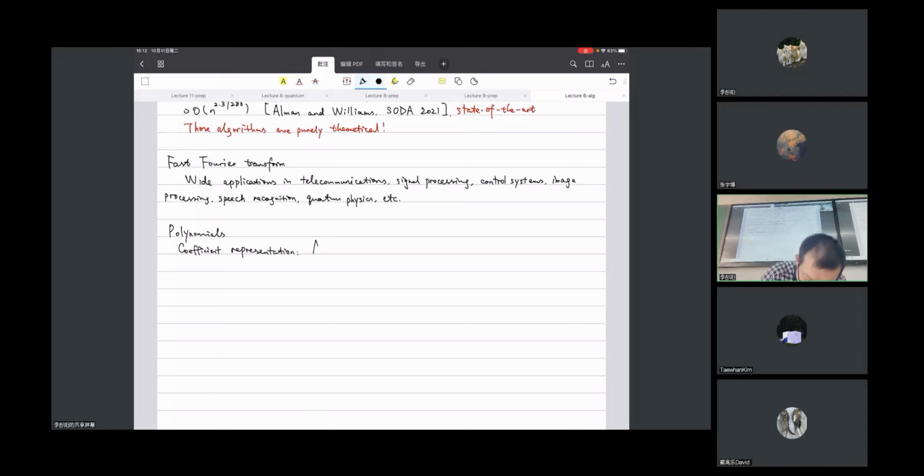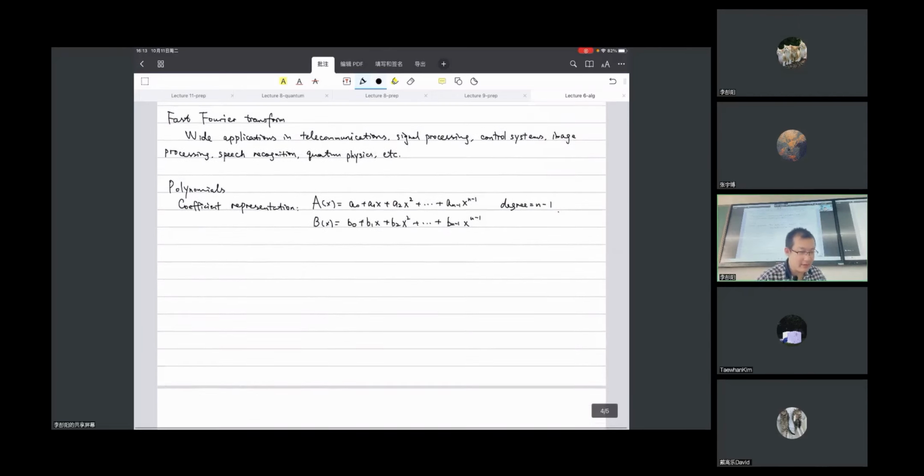You have a polynomial, for instance, A of x equals a0 plus a1 times x plus a2 times x squared plus dot dot dot plus a n minus 1 times x to the n minus 1. And similarly, maybe another polynomial, B of x equals b0 plus b1 times x plus b2 times x squared plus dot dot dot plus b n minus 1 times x to the n minus 1. The degree of both polynomials is n minus 1. So we consider some computation problems among polynomials.